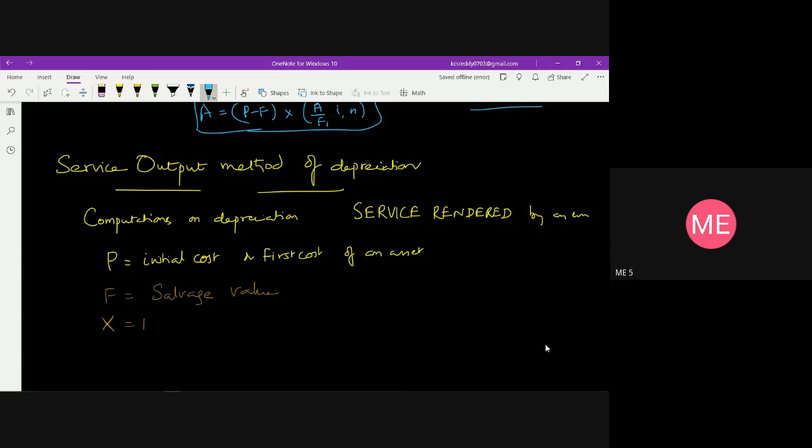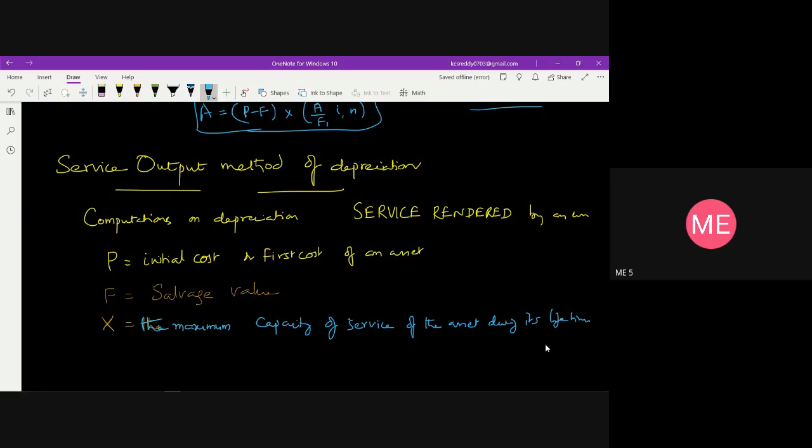The maximum capacity of service of the asset during its lifetime. So during its lifetime, this is the maximum capacity it can produce.